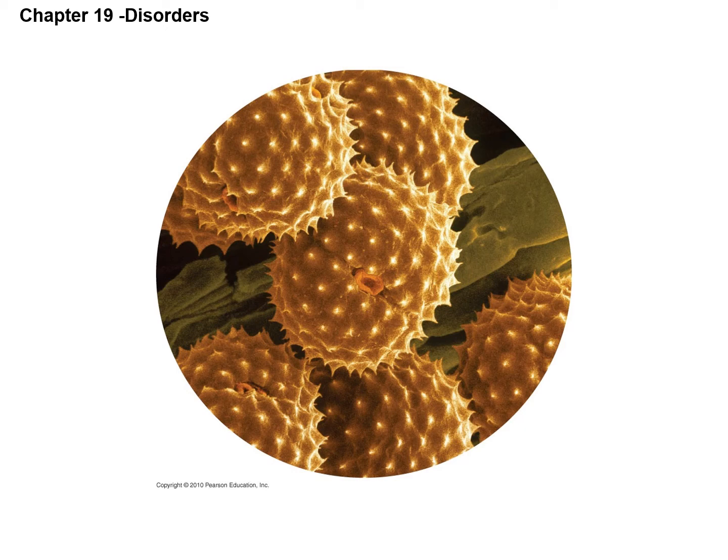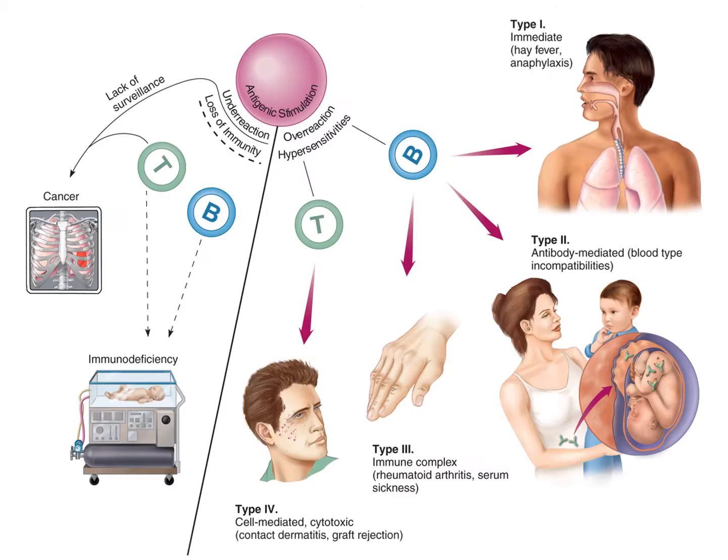This is the lecture for Chapter 19, Disorders of the Immune System, Part 2. From the previous lecture, I told you that the disorders of the immune system are divided into two basic types. The first one is an overreaction or a hypersensitivity. The second one is an underreaction or a loss of immunity.